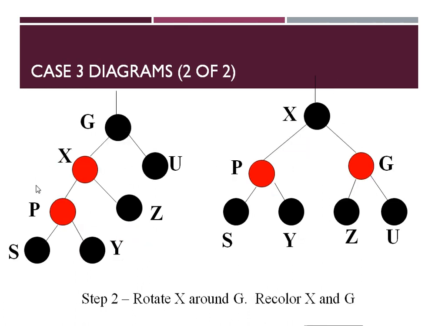In order to resolve this conflict or this problem, we again have to rotate. Now here we will be rotating X around G. So taking into consideration these 3 nodes and doing rotation towards the right side, X will become the root node, P will become the left and G will become the right node. And we will recolor G as red since G is now the child of X. So X will be recolored as black because X becomes the root node here.